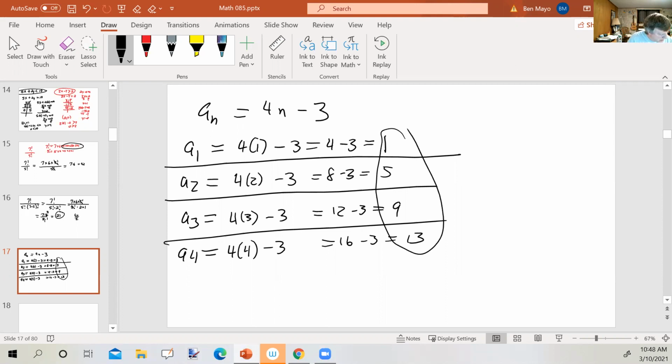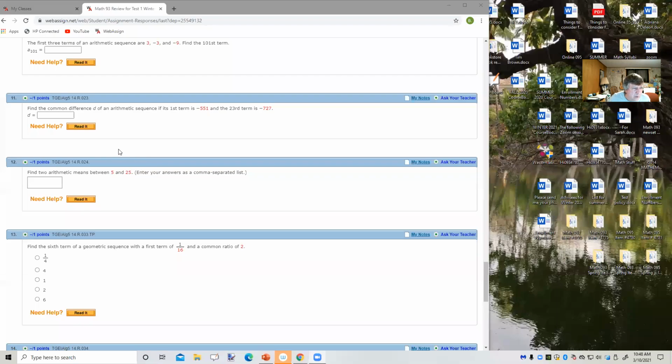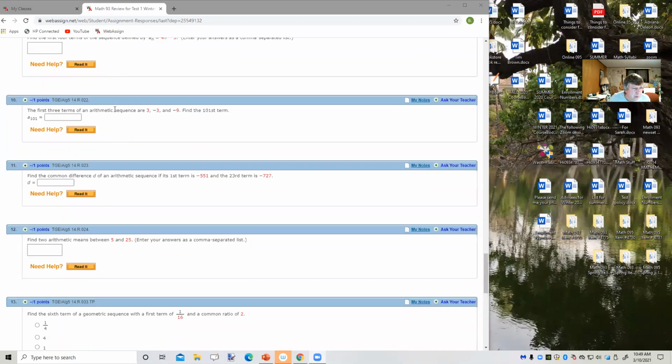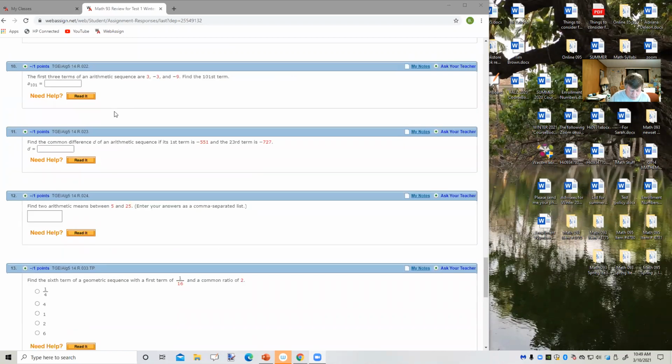Nope. Let's see, what did I say? We're in section 14.2, I believe, is where this is. Yeah. Let's take a look at number, let's see here. Yeah, number 10. Okay. It says the first 3 terms of an arithmetic sequence are 3, -3, and -9. Find the 101st term.